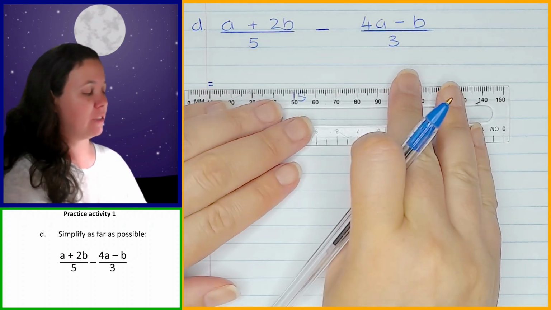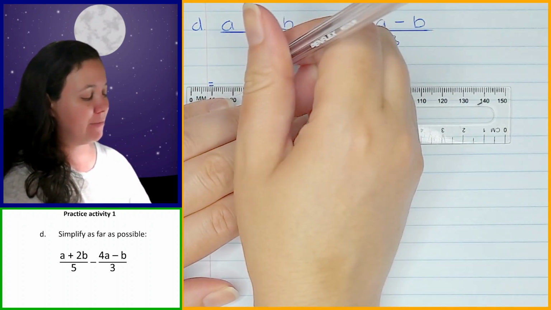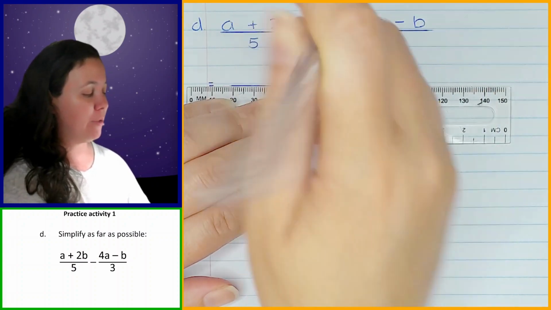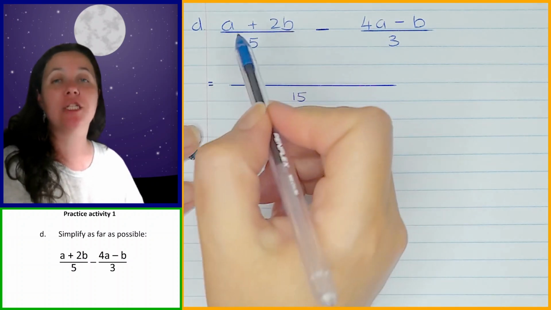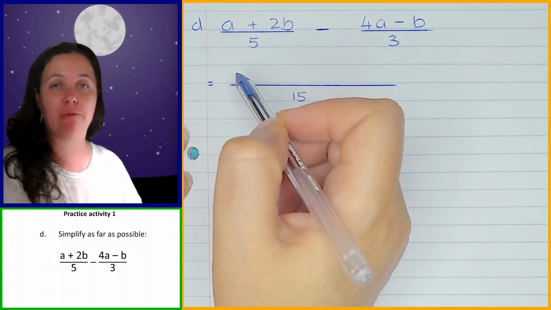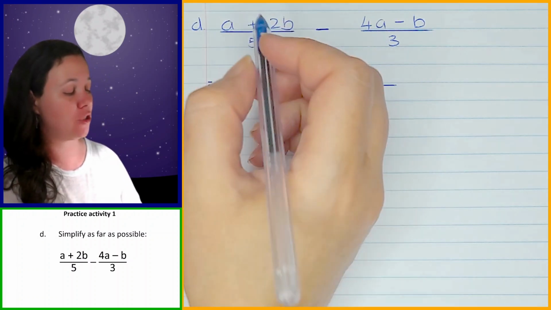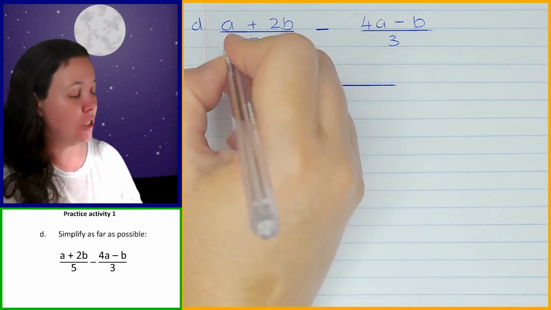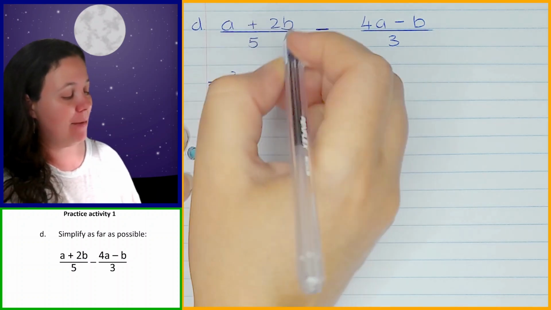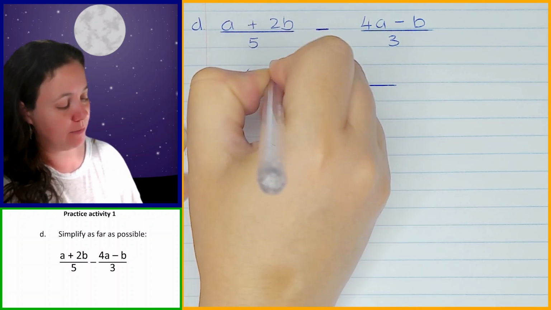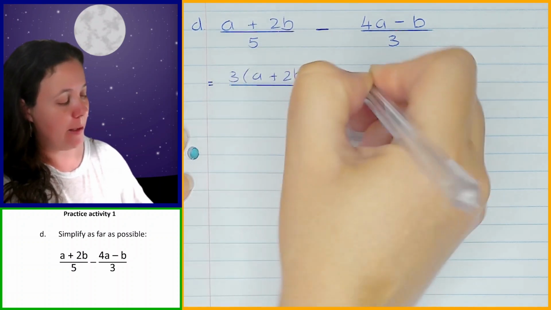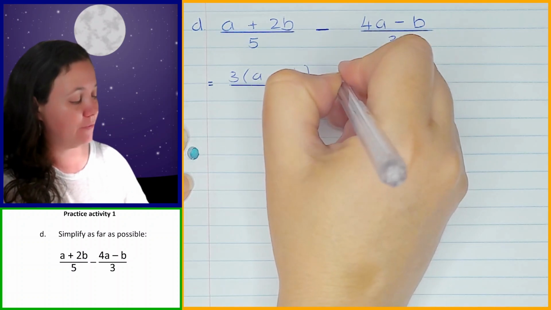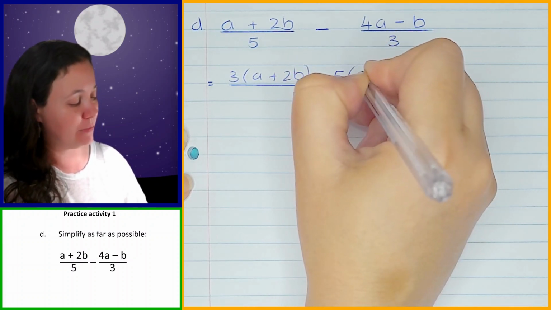And now I need to go and multiply each of the numerators by something to get 15. Now, when you have got more than one term in the numerator, you do need to put the numerator in brackets. You can't skip out the step of putting the numerator in brackets. Okay, so over here I've got 5. I need to multiply that by 3 to get 15. So I'm going to have 3 and then a plus 2b in brackets. Minus, I need to multiply 3 by 5. So I'm going to have minus 5 and then 4a minus b in brackets.